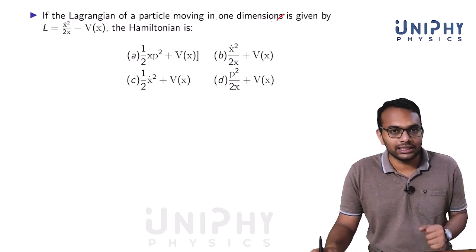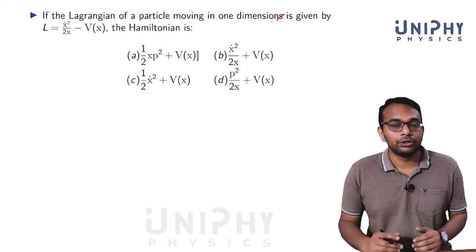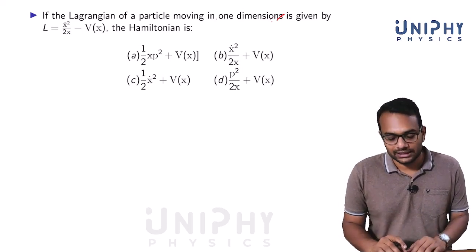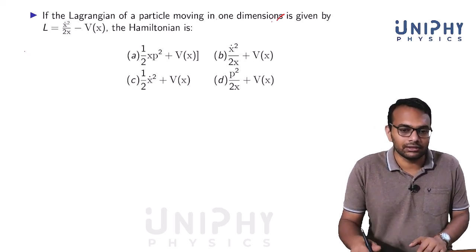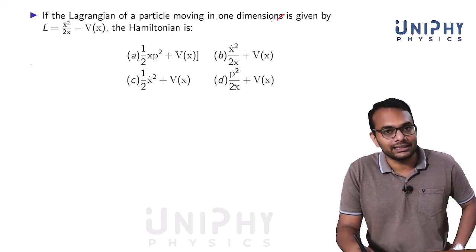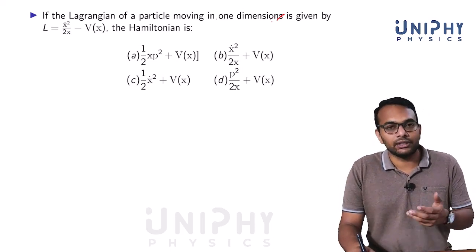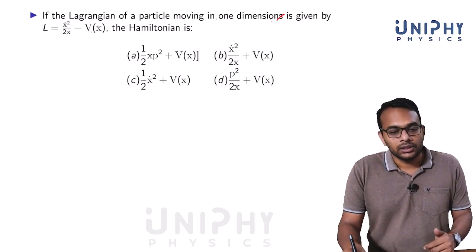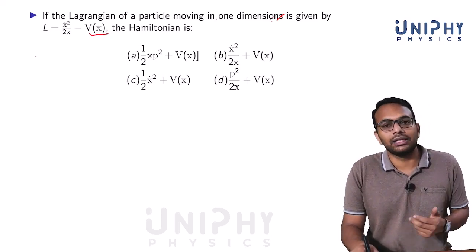There were two conditions. The first condition was that the transformation equations should not involve time explicitly. The second condition was that we shouldn't have a velocity dependent potential. Here you see that both these conditions are satisfied. There are no transformation equations which depend on time explicitly, and the potential does not depend on velocity. So we can simply write the Hamiltonian as T plus V.